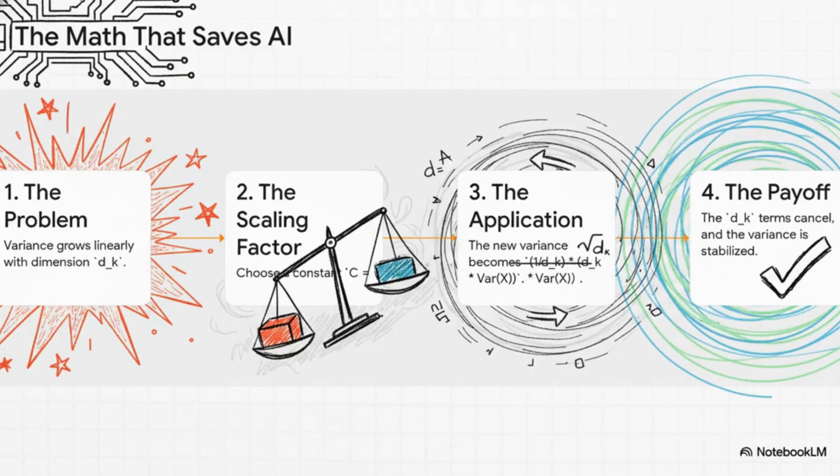Okay, let's just walk through this because it's just so clever. We know our variance is exploding by a factor of dk. So we need to multiply our scores by some number c so that c squared equals 1 over dk. Well, what number, when you square it, gives you 1 over dk? The answer is 1 over the square root of dk. So you square that, the dk from the problem, and the dk from the solution perfectly cancel each other out. And just like that, the variance is tamed. It's the perfect mathematical counterpunch.